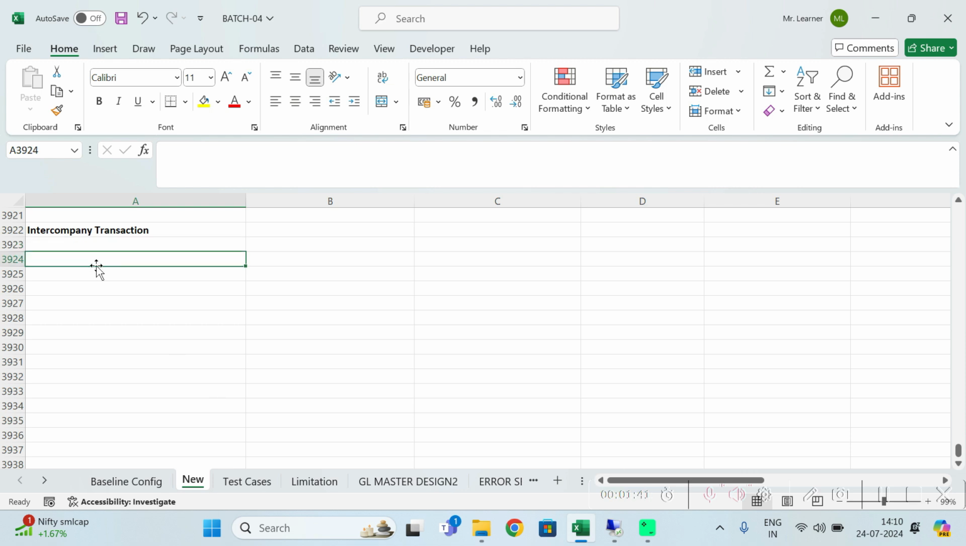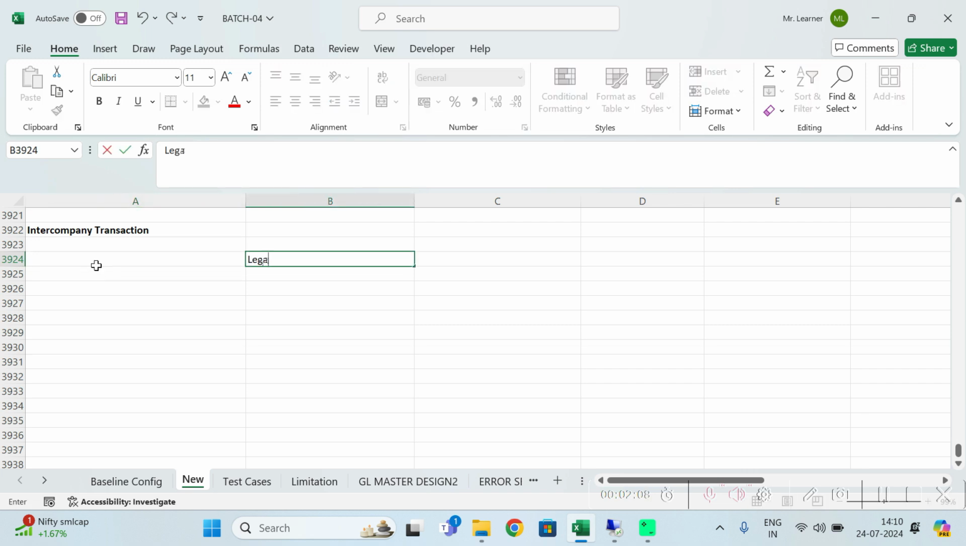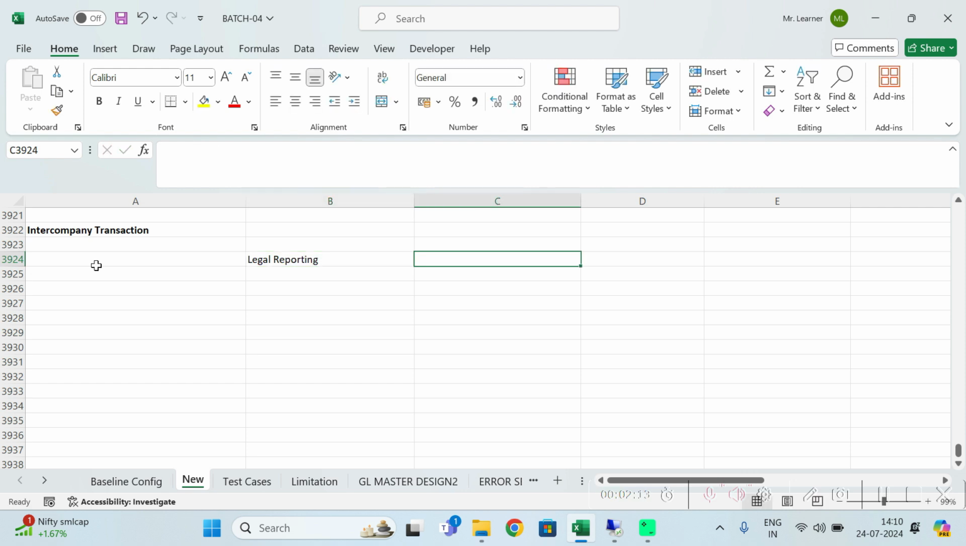Okay, so what is called an intercompany transaction? If two or more company codes are doing a transaction among themselves, or on behalf of one another, then that transaction is considered an intercompany transaction. Okay, so there are two kinds of reporting. One is known as legal reporting. Another is known as group reporting.